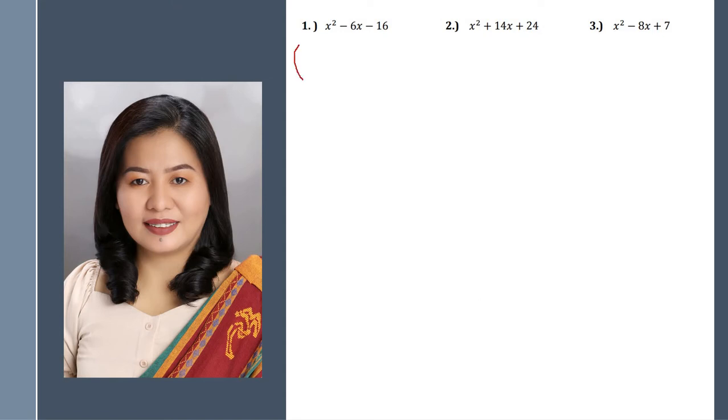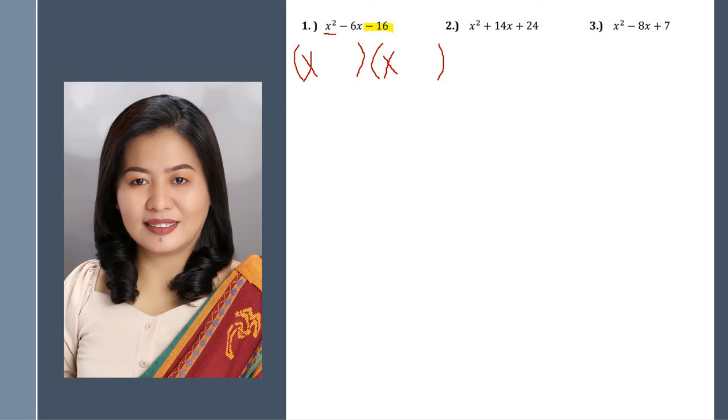What I usually do is I create two parentheses. The second step would be I'll ask what are the factors of x squared. That would be x and x, and then I'll write it down. Next, I will go to the third term. The third term is negative 16.